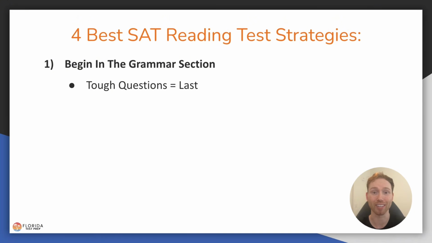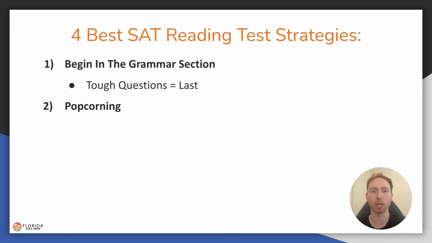Doing this ensures that you get all the easy questions right, and you get all those points first, and if you run out of time, it's on questions you weren't likely to get right anyways. So you want to begin in the grammar section, then do the transitions, then rhetorical synthesis, then go back to the beginning of the module, do the vocabulary, words in context questions, then the middle section with the dense passages, and finish from there.